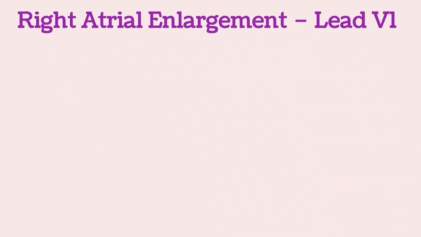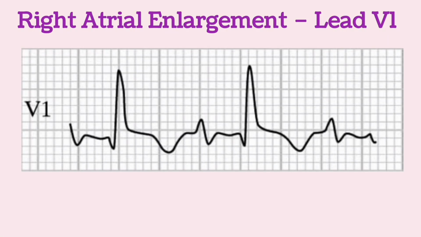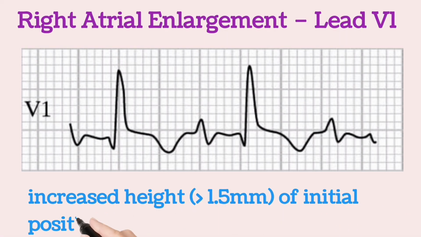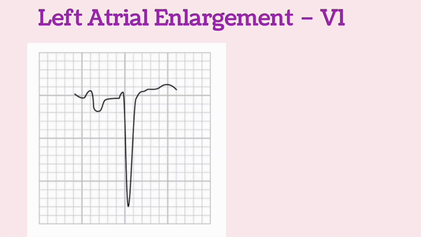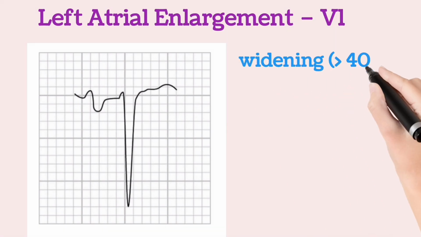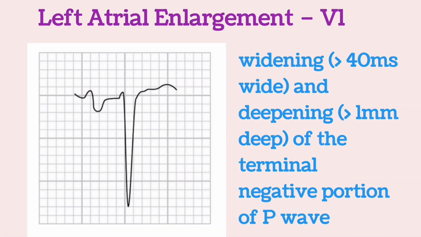Right atrial enlargement in V1. As the first positive deflection denotes the right atrial depolarization, right atrial enlargement causes an increase in the height of the initial positive deflection of the P wave, that means more than 1.5 millimeter in V1. In left atrial enlargement, the terminal negative portion denotes the left atrial depolarization. Thus, in case of left atrial enlargement, the negative deflection due to the left atrial depolarization becomes wide, that is more than 40 millisecond, and also becomes deep, more than 1 millimeter deep.